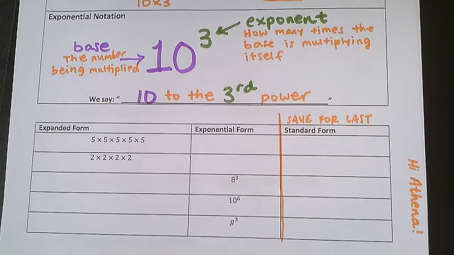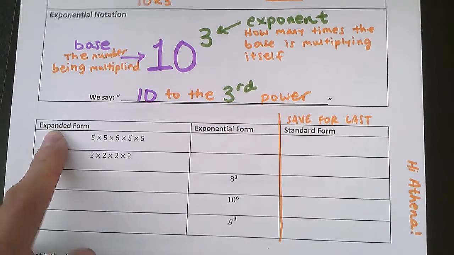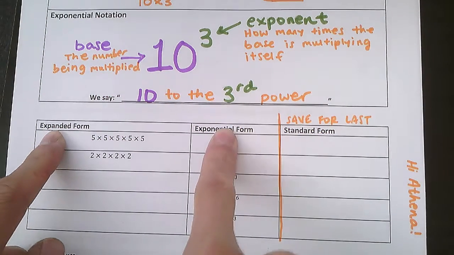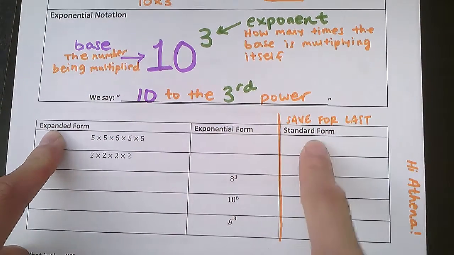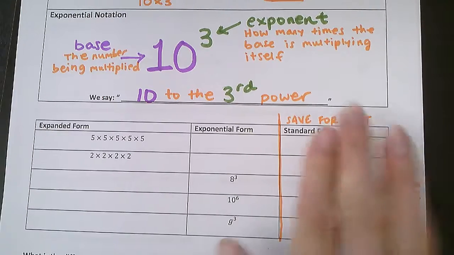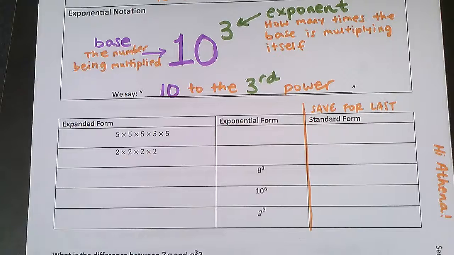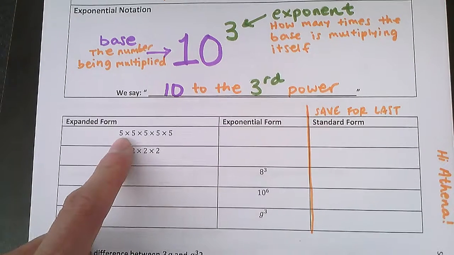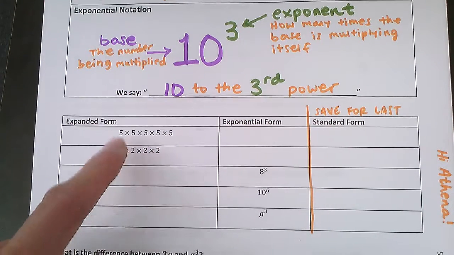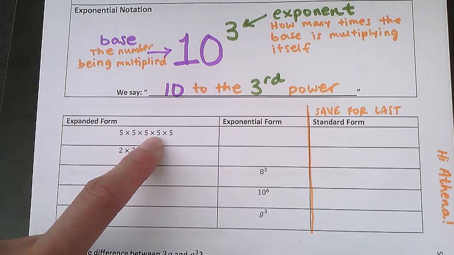Let's take a look at this table down below. Now we're going to talk about what expanded form is, what exponential form is, and then at the very end, we'll talk about standard form. So for now, don't worry about standard form, we'll save that for last. Expanded form is when the numbers are multiplied out like this. So here we have 5 times 5 times 5 times 5 times 5.